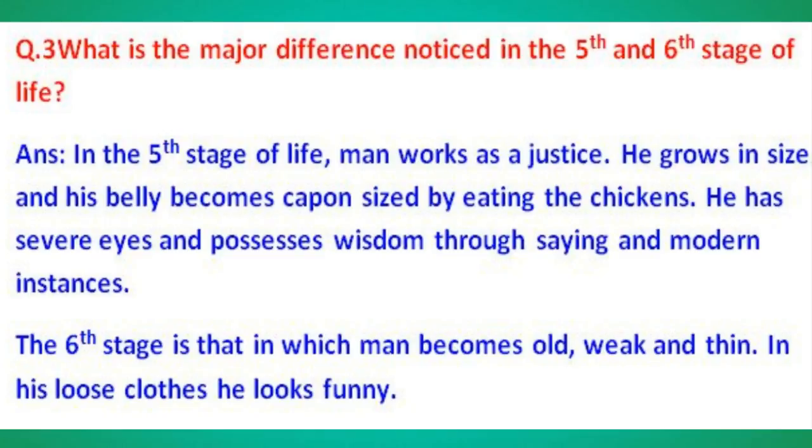Next question. What is the major difference noticed in the 5th and 6th stage of life? Answer. In the 5th stage of life, man works as a justice. He grows in size and his belly becomes capon-sized by eating the chickens. He has severe eyes and possesses wisdom through sayings and modern instances. The 6th stage is that in which man becomes old, weak and thin. In his loose clothes, he looks funny.